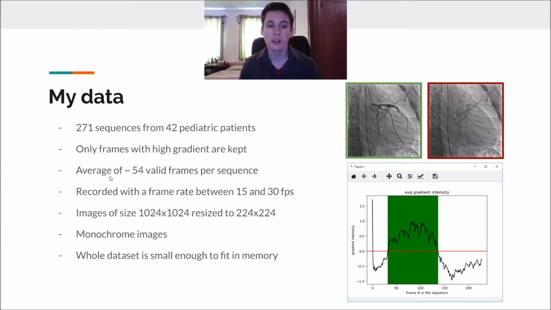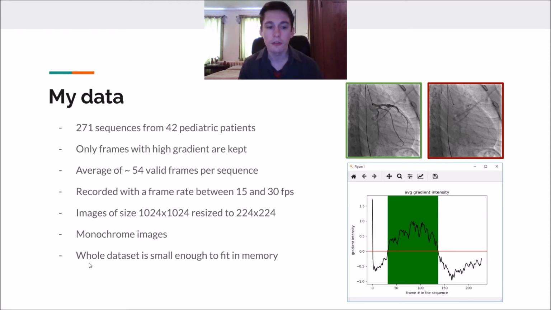So the videos have an average of 55 valid frames, and they are recorded with a frame rate of 15 or 30 frames per second. The images are shrunk down to fit the neural network, and the input images are monochrome with only one channel.